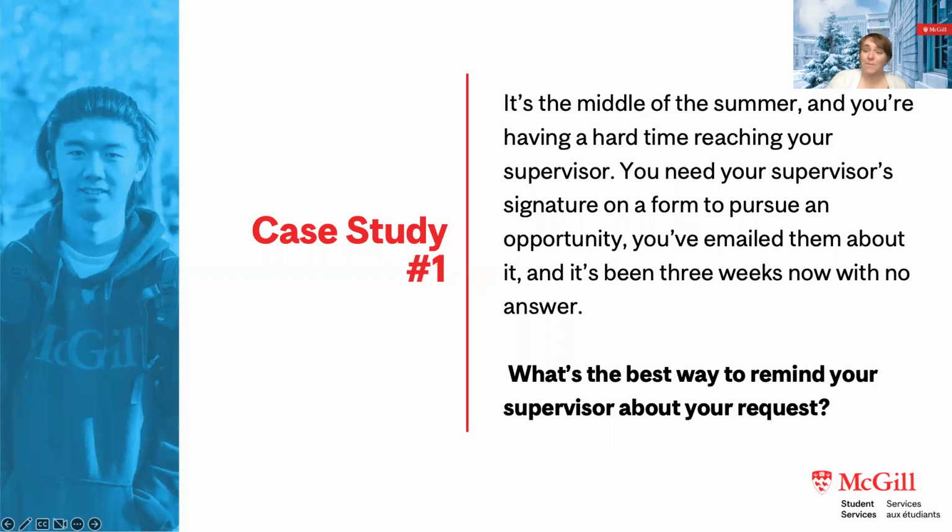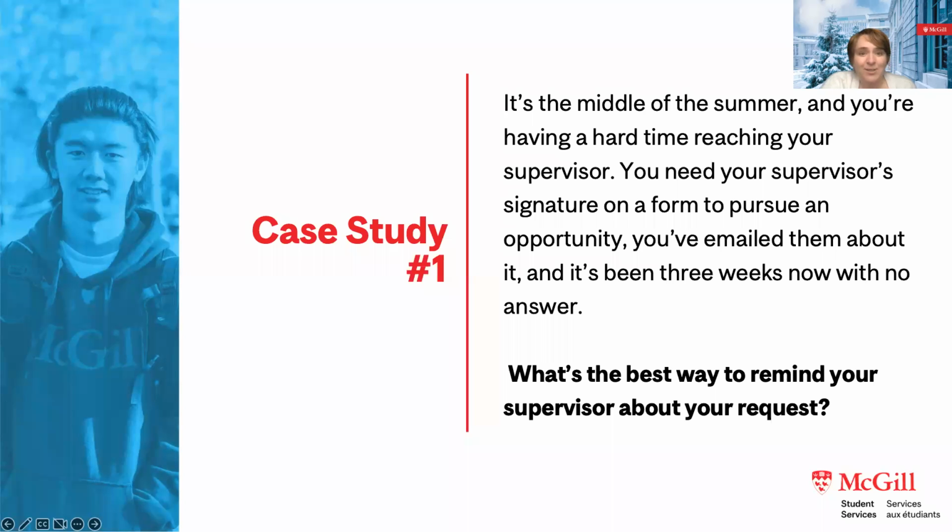There we go. Okay, so here are some answers I've sketched out, and I've sketched them out this way so that we can talk about some of the non-ideal answers that might be tempting, but that I would recommend you avoid. Okay, so what's the best way to remind your supervisor about your request? It's multiple choice. You can choose multiple options that you think are good.